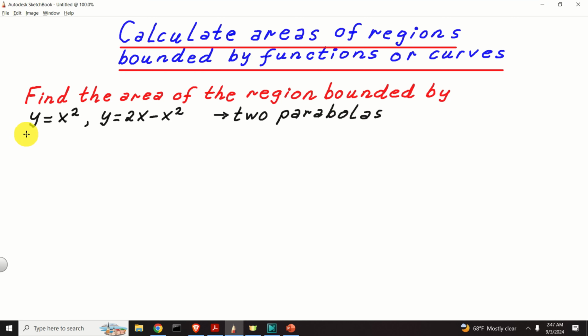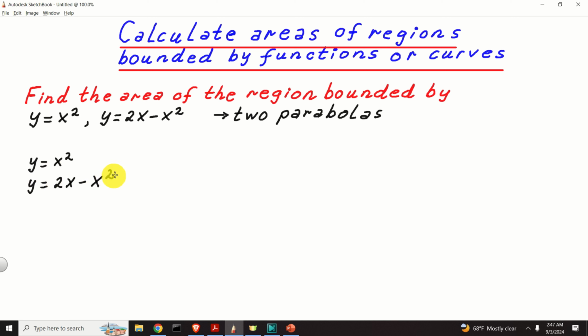When you encounter these types of problems, the first step is to sketch a graph. However, to sketch the graph of the region, we first need to find the intersection points of these two parabolas. So let's do that. To find the intersection points, we need to solve a system of two equations. The first equation is y is equal to x squared, and the second equation is y is equal to 2x minus x squared.